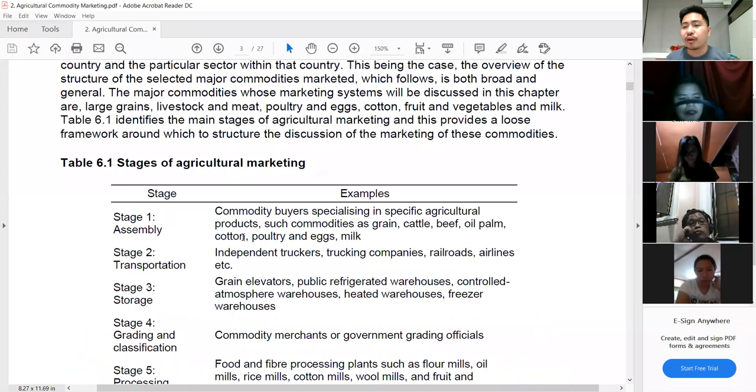When we say assembly, these are agricultural commodities that we need to harvest. For example, we're going to harvest grains like rice or wheat. So in the Philippines, we only have corn and rice as the primary staple.